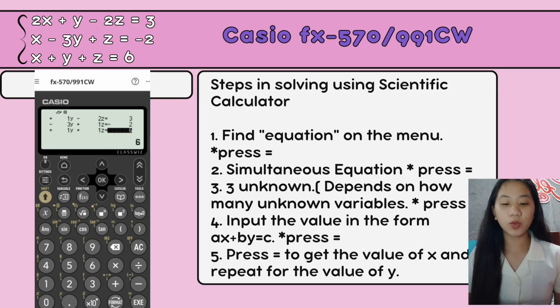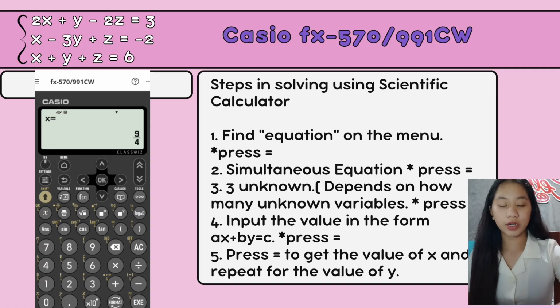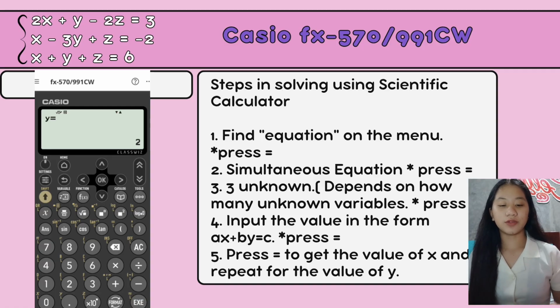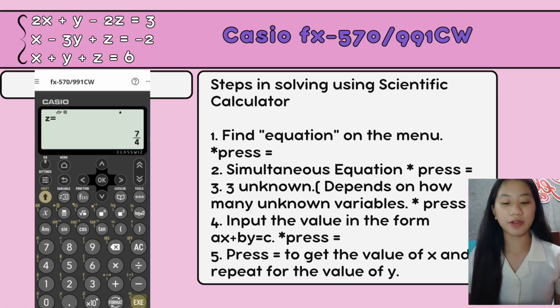So, we have equal. The value of x is 9 over 4, the value of y is 2, and the value of z is 7 over 4. So, it is the same as what we got when answering it manually.